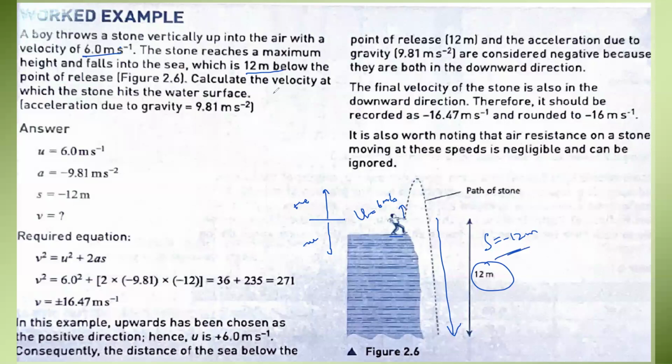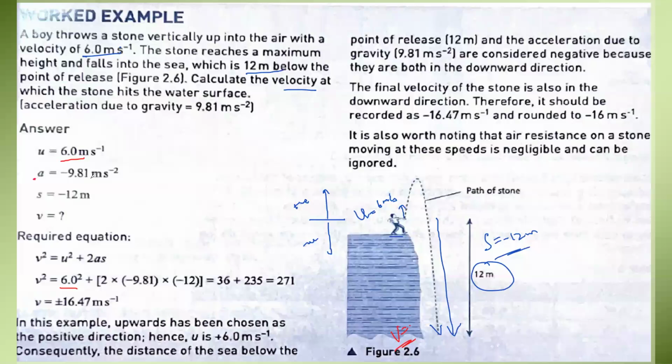In the question, we need to calculate the velocity at which the stone hits the water surface. So we want to find the final speed, the speed at which it hits the water surface. There are other factors too. As I mentioned, you can use multiple equations depending on what is given to you. If you are using the equation v squared is equal to u squared plus 2as, we substitute the value of u, which is 6. So it will be 6 squared.